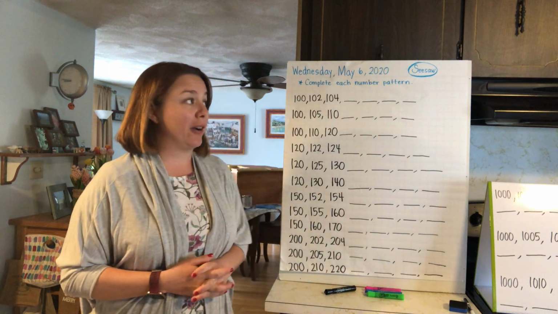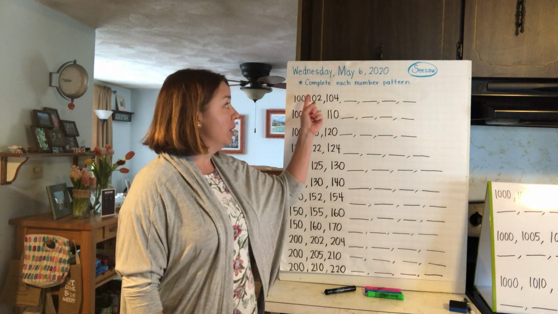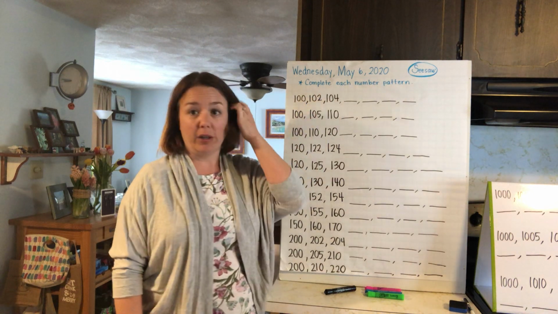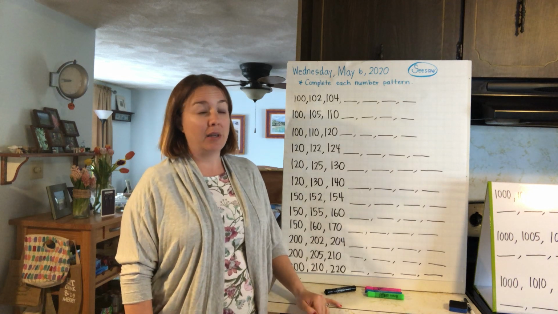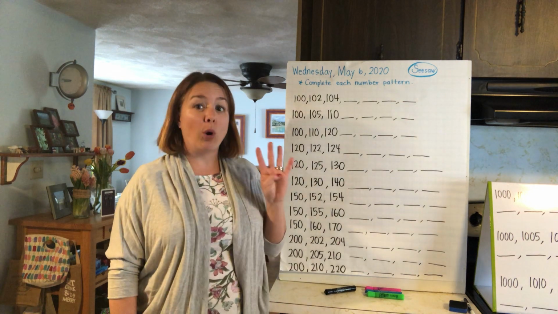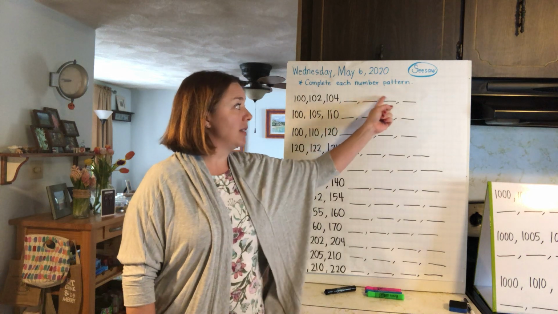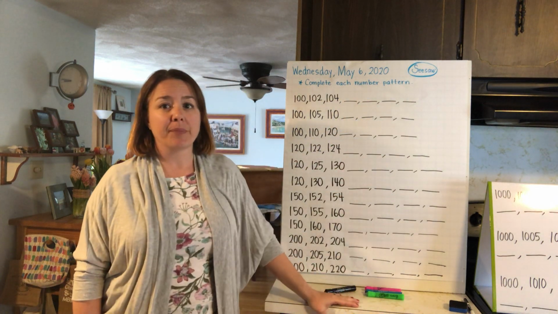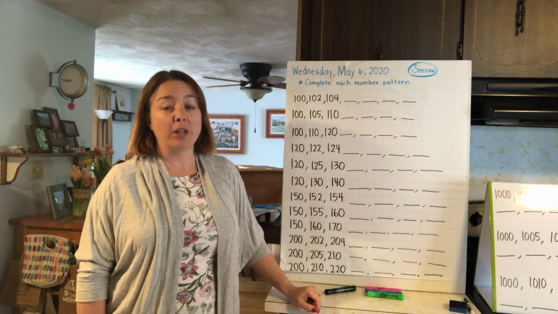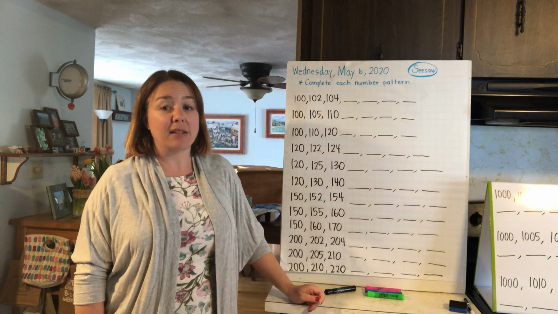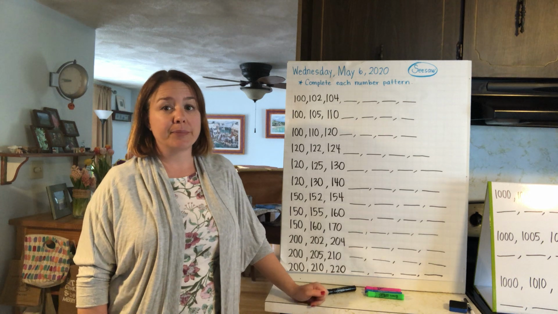Okay, so the first pattern, go ahead and write 100, 102, 104. Those are the first three numbers. Think about how we're counting, and I want you to try to write the next four numbers. What comes next? The next four numbers.